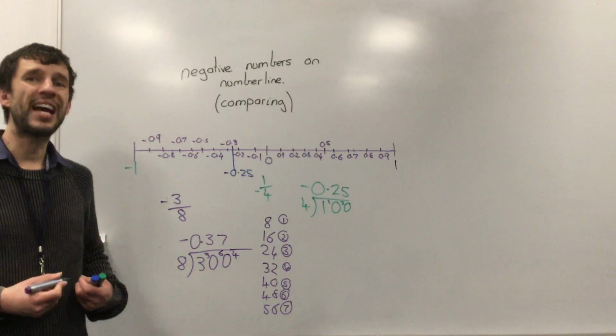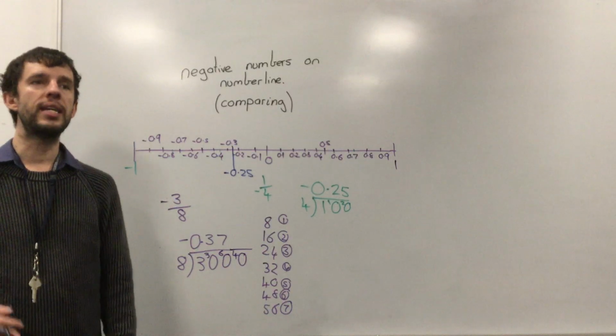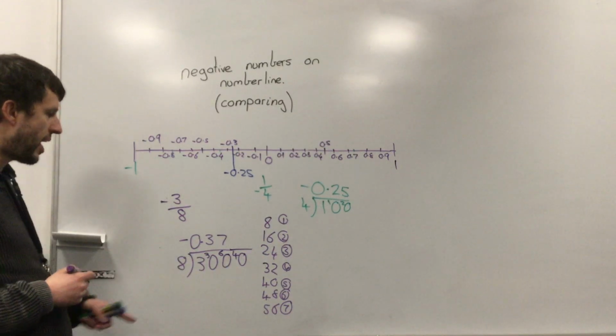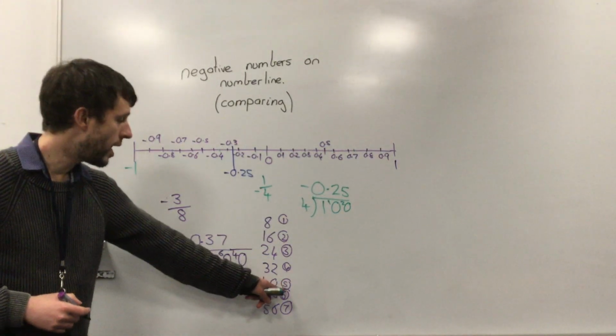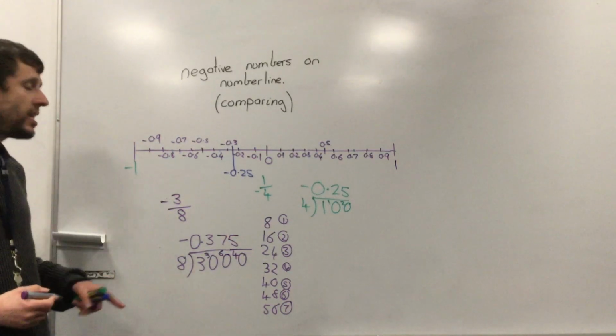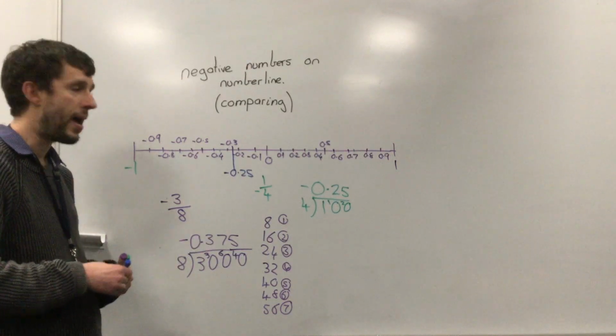Those 4 hundredths are getting cut into 10 pieces each, and it makes 40 thousandths. So now I've got 40 thousandths, and I'm dividing by 8. 40 divided by 8 equals 5. So negative 3 over 8 is the same as negative 0.375.